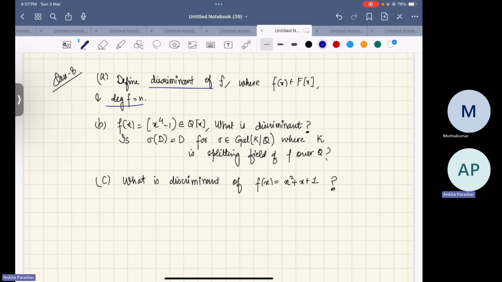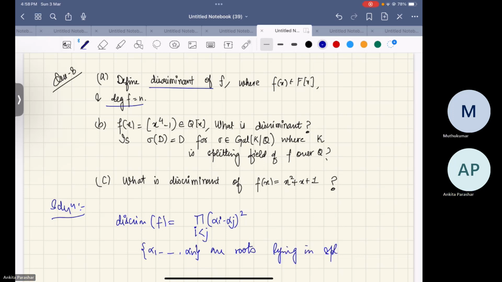Discriminant of a polynomial. That is the product of (alpha_i minus alpha_j) whole squared, for i less than j. And what are alpha_i, alpha_j? They are the roots of that polynomial, the roots lying in the splitting field of f.